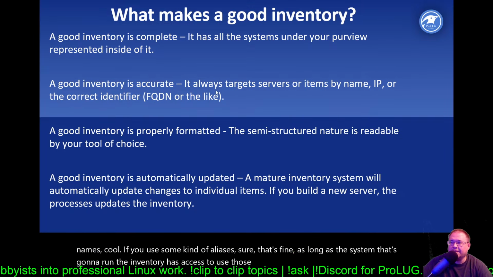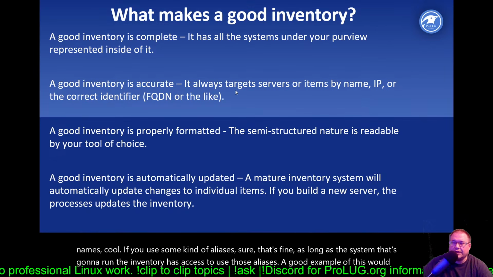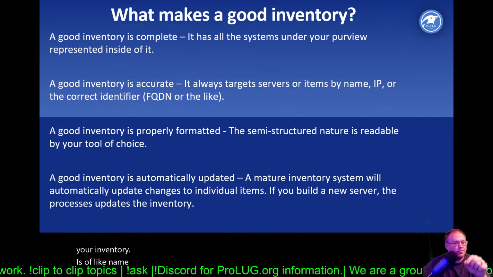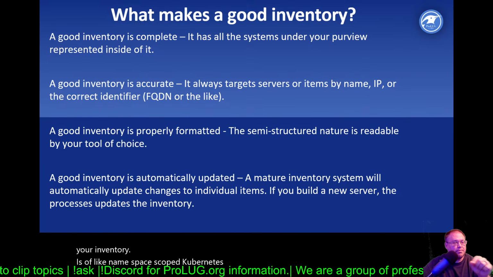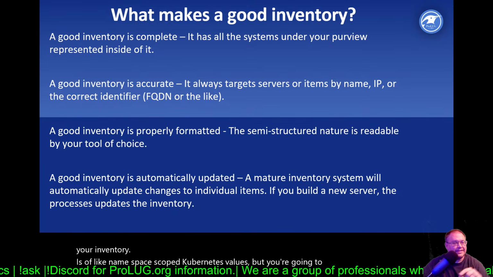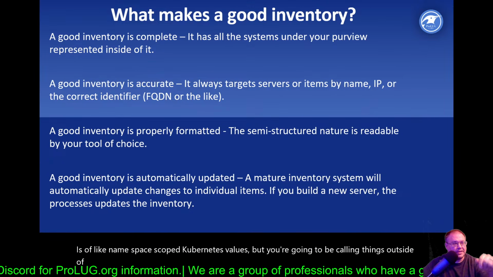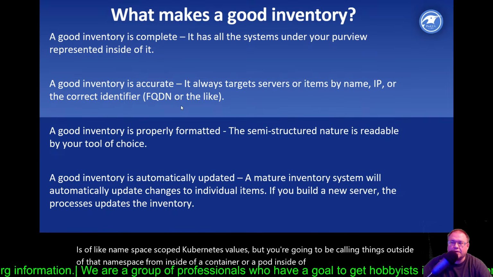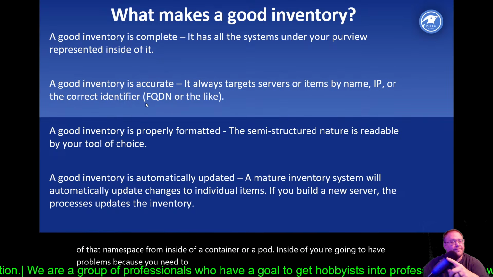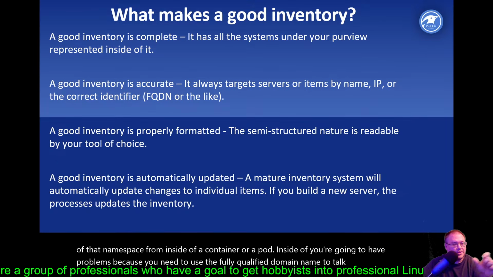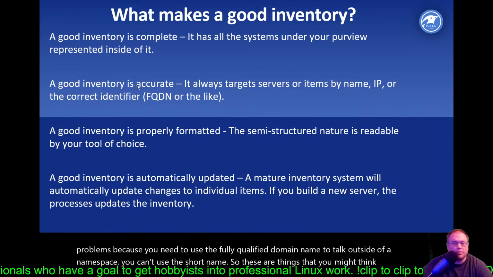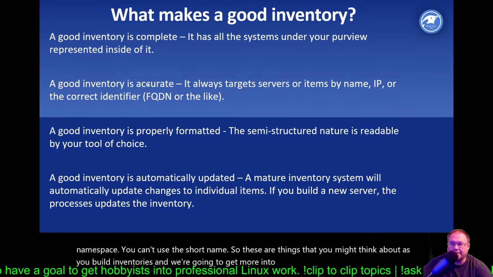A good example of this would be if your inventory comprised namespace-scoped Kubernetes values, but you're going to be calling things outside of that namespace from inside of a container or a pod. You're going to have problems, because you need to use the fully qualified domain name to talk outside of a namespace. You can't use the short name. So these are things you might think about as you build inventories. And we're going to get more into the Docker and Kubernetes stuff in the coming weeks.